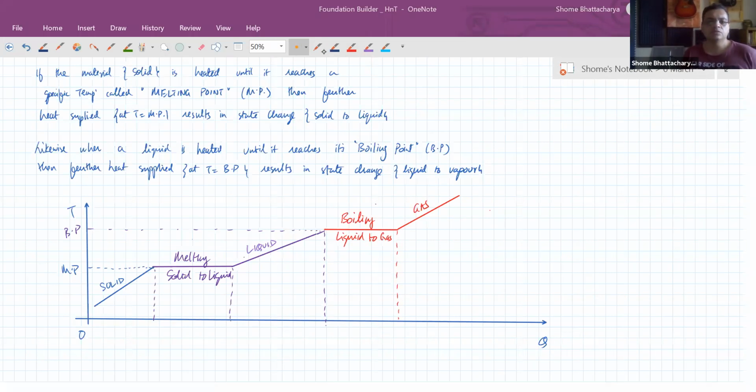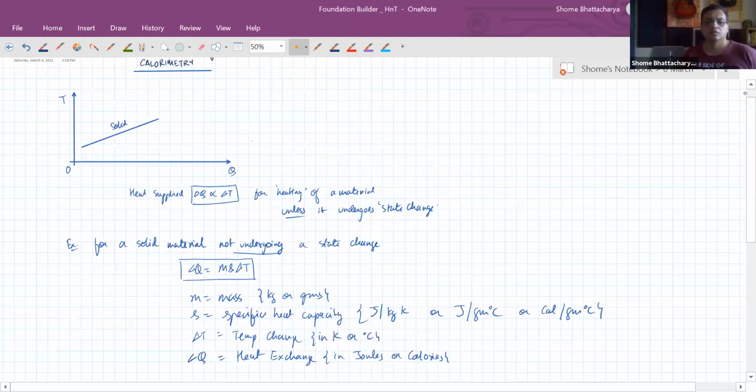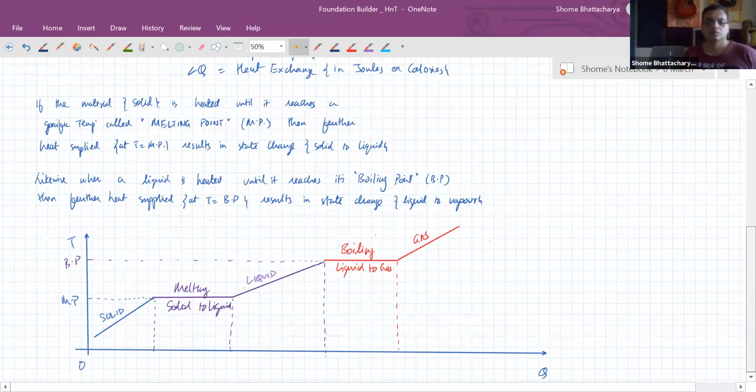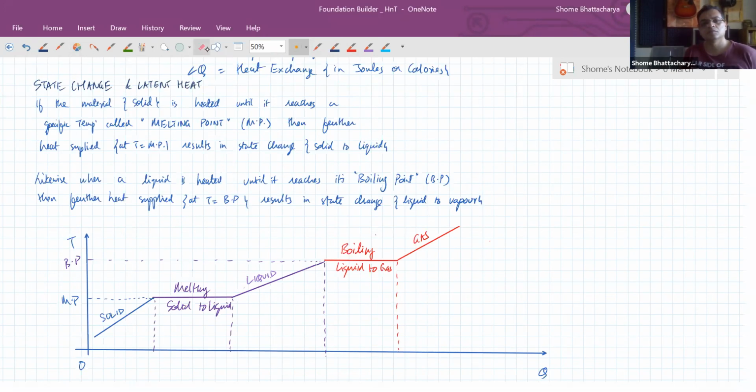Yeah, this part you have to write down. So you give it the heading of state change and something called latent heat. So we'll come to what latent heat is in just a moment, but first we just note down this section.